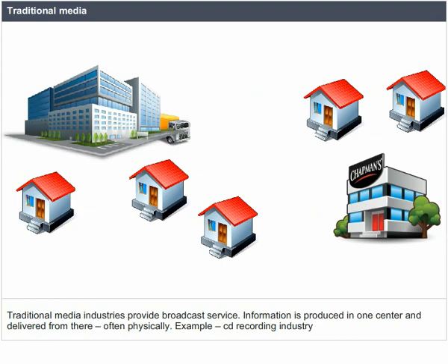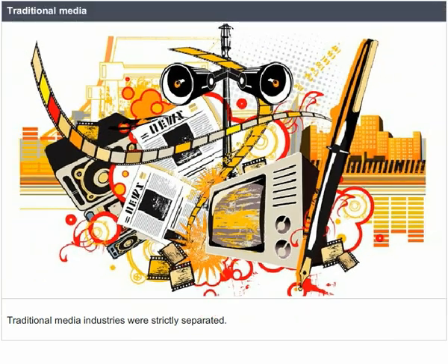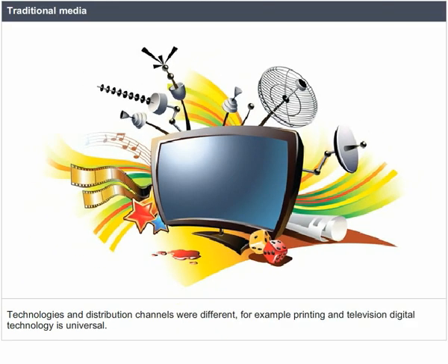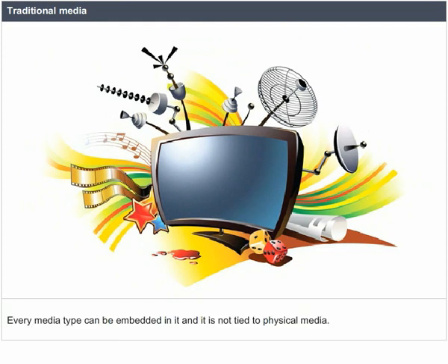Information is produced in one center and delivered from there, often physically. Example, CD recording industry. Traditional media industries were strictly separated. Technologies and distribution channels were different, for example, printing and television. Digital technology is universal. Every media type can be embedded in it, and it is not tied to physical media.